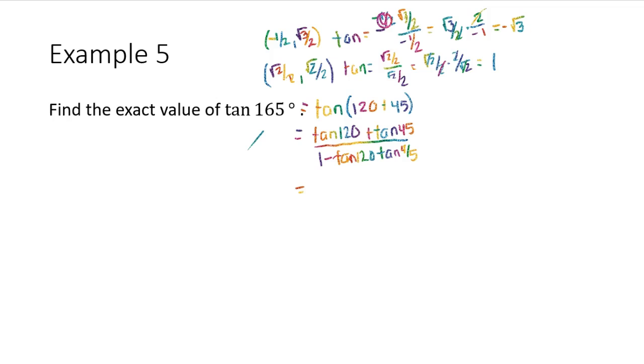All right, let's fill in our formula here. The tangent at 120 we said was negative square root of 3. The tangent at 45 we said was positive 1. Down here in the denominator, we have 1 minus the tangent of 120, which we said was negative square root of 3, and the tangent of 45 we said was positive 1.